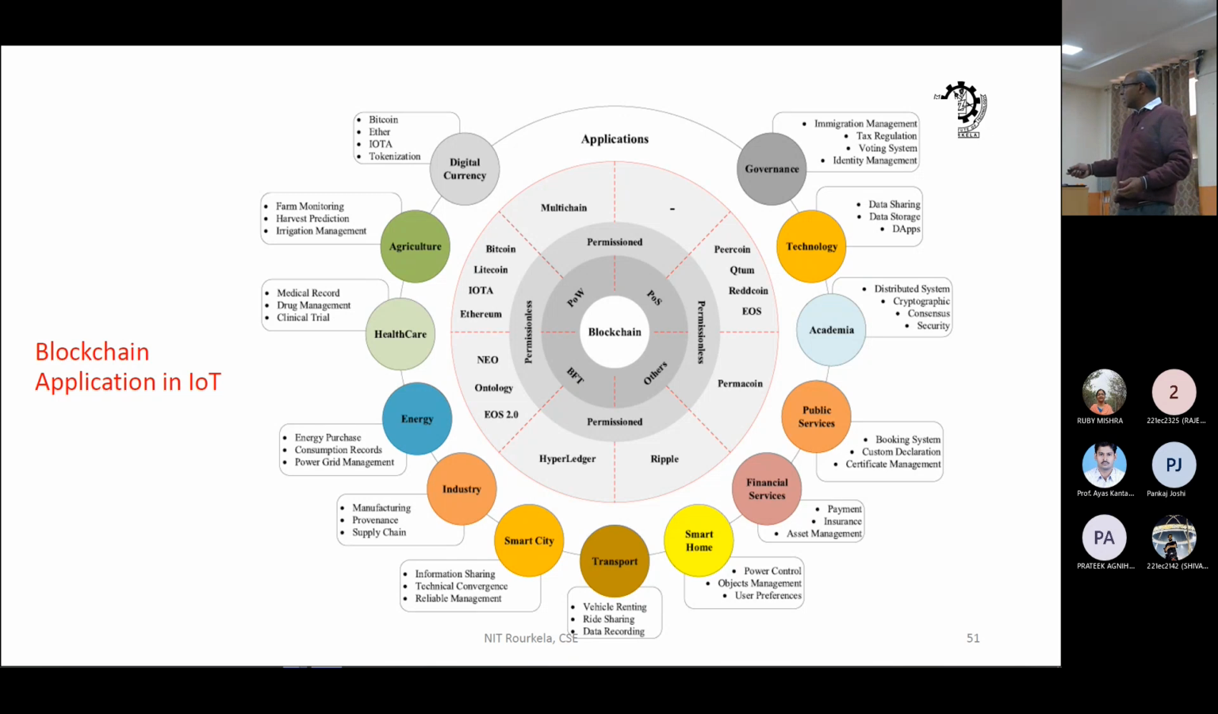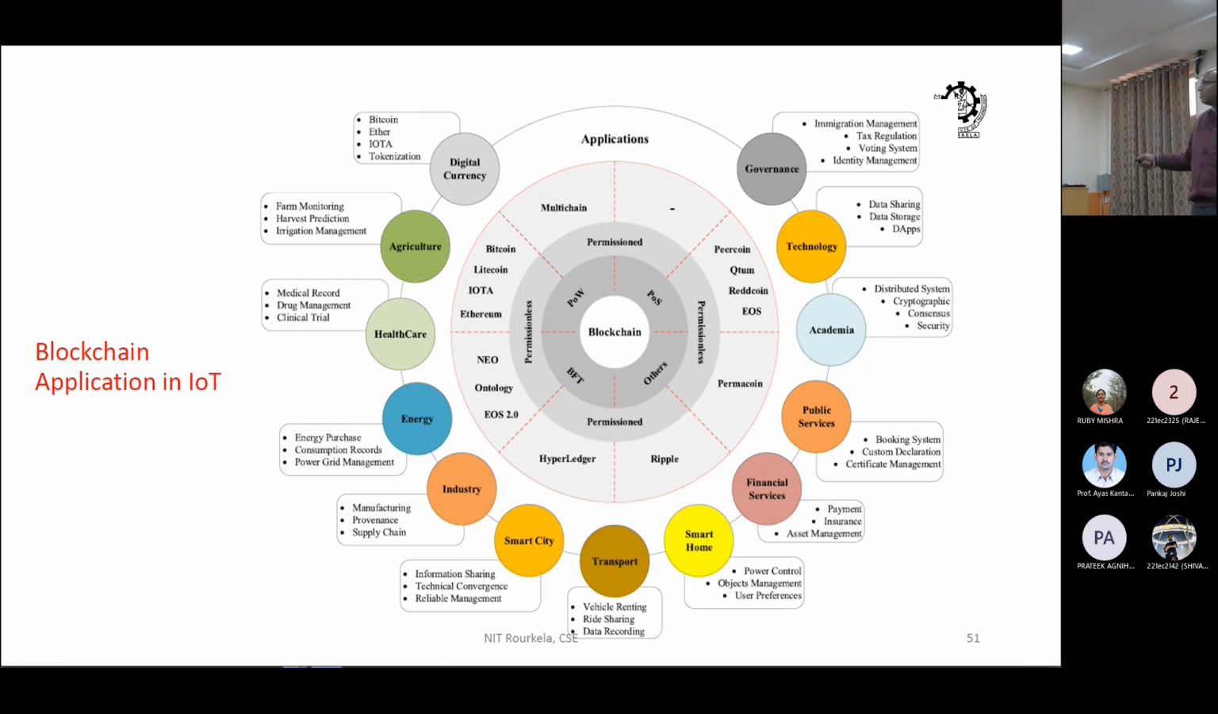Then it can be classified on the basis of the type of access, whether it's permissioned or permissionless. If you look at MultiChain, MultiChain is a permissioned blockchain with a proof of work consensus mechanism. And if you look at Bitcoin, Bitcoin is a permissionless blockchain, and the consensus mechanism is proof of work.